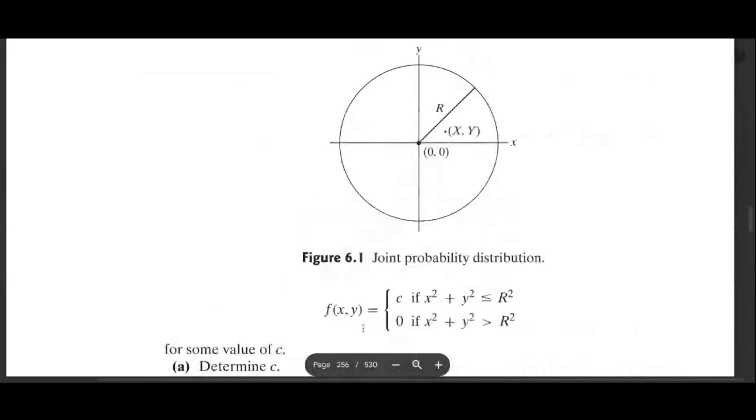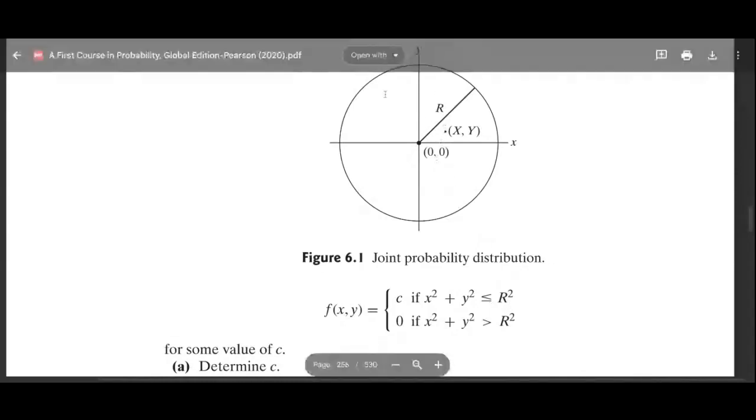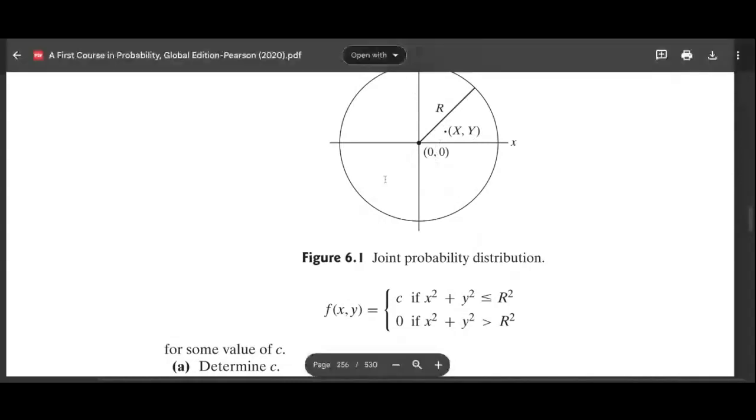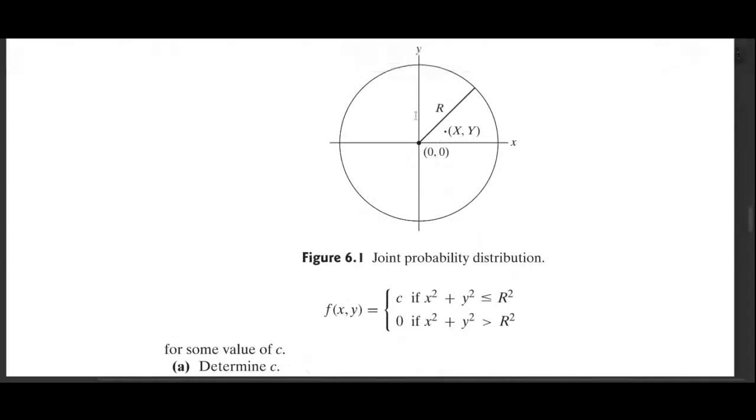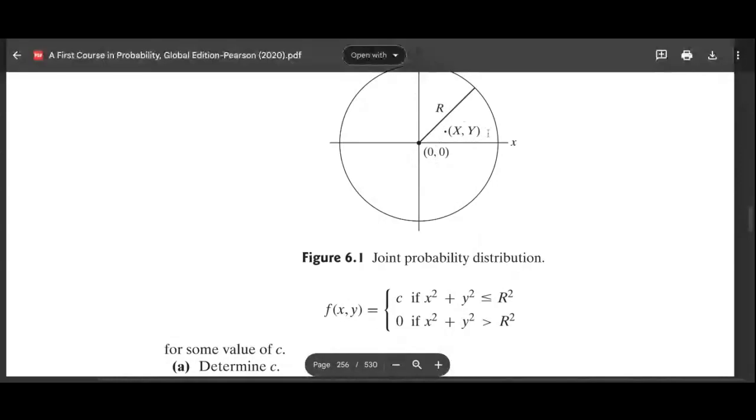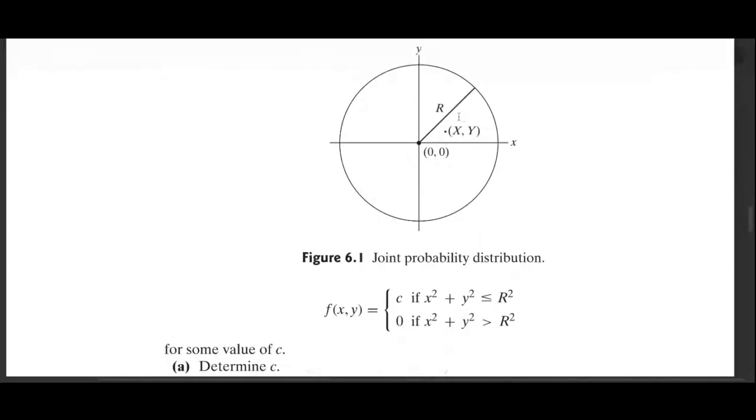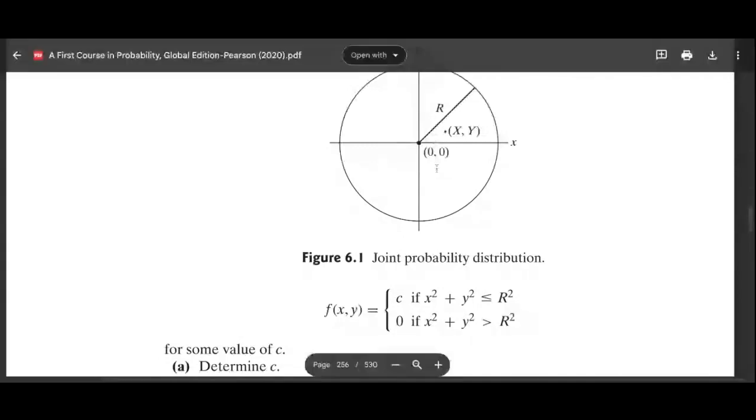f of x, y equals c if x squared plus y squared is less than or equal to r squared. So that means the points are inside the circle or on the circle, basically on this disk of radius r. Otherwise, if they fall outside the circle, it's 0, for some value c.